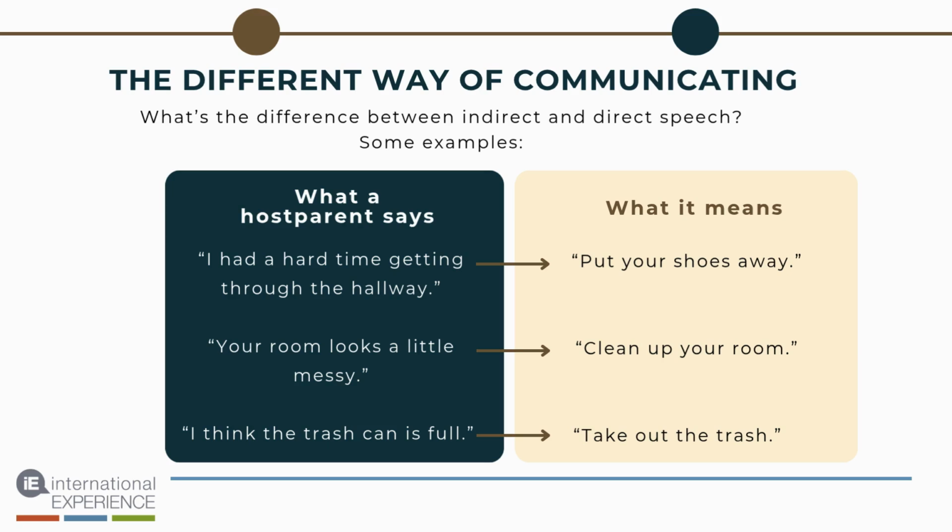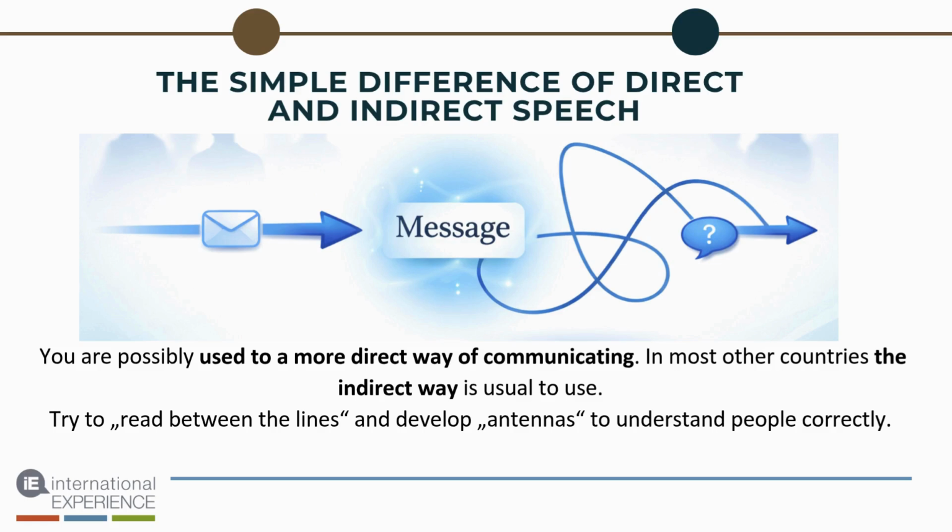So here's a little drawing to show you what we meant with the previous slide. Most of you are probably used to a very direct way of communicating, which you can see on the left-hand side. If your parents want something from you, they will tell you directly. Well, in the English language, because it is more polite, people won't tell you directly. So you will have to start to read between the lines and develop antennas to understand what people really mean with their sentences.